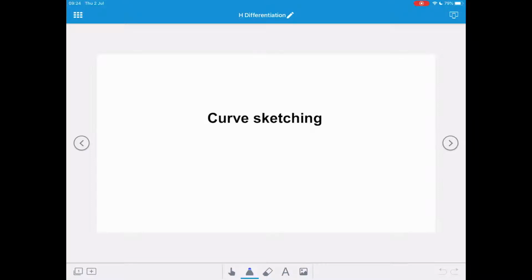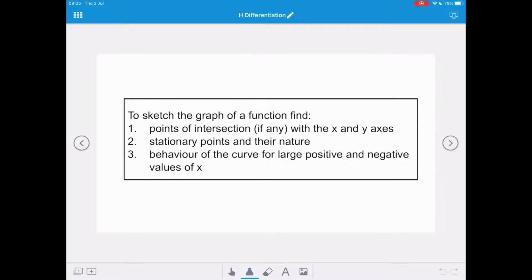In this video, we're going to look at curve sketching. So to sketch the graph of a function, first of all, we need to find the points of intersection, if there are any, with the x and y axes. Then we need to find the stationary points and their nature by differentiating and equating to zero and solving.